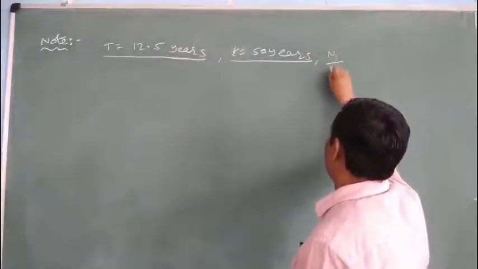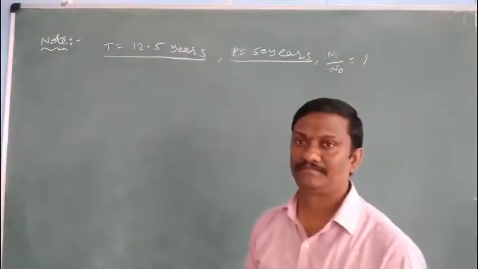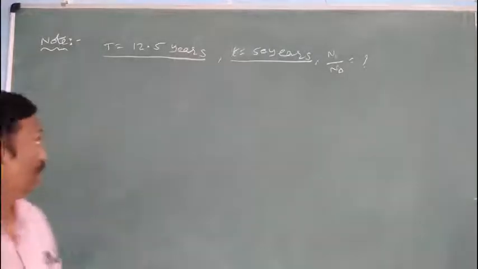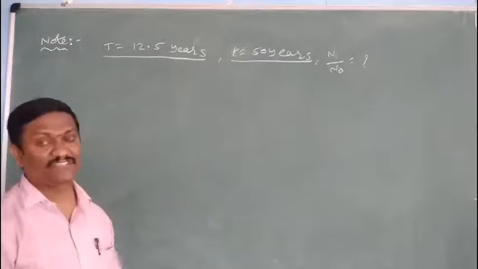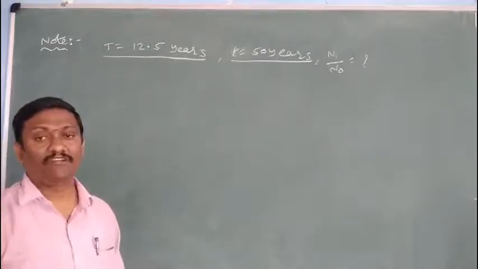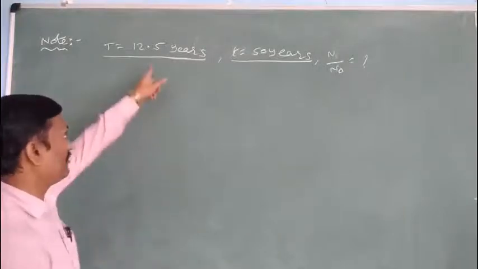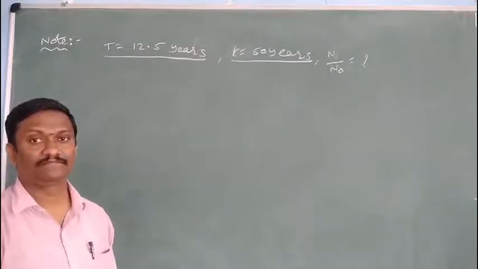What is the fraction of atoms undecayed? But how to solve this problem? The time for one half-life is given, and the total time is given. Now we have to find how many half-lives there are in 50 years. Time for one half-life is 12.5 years.